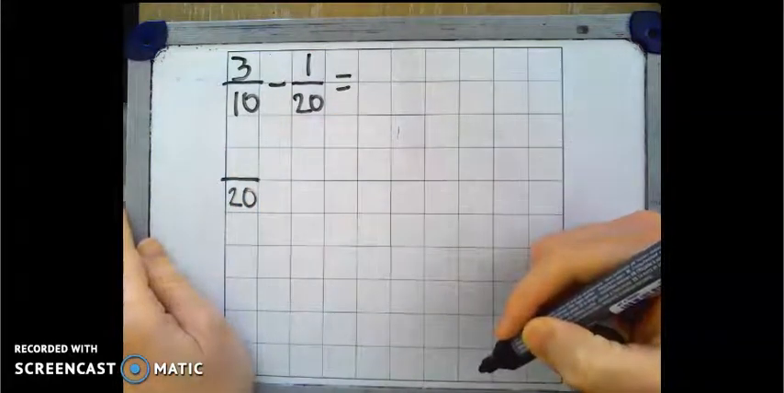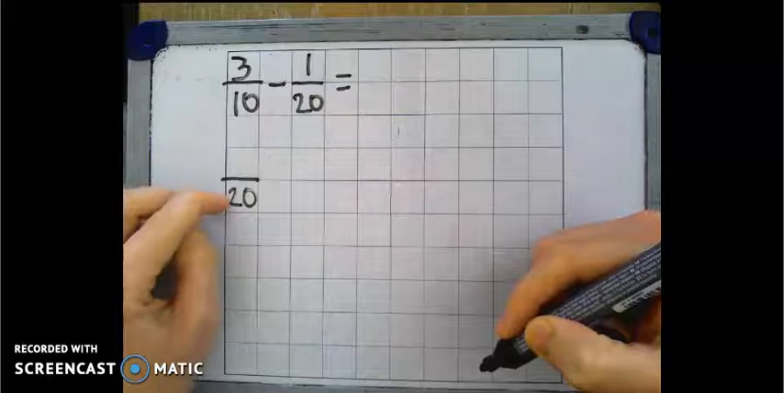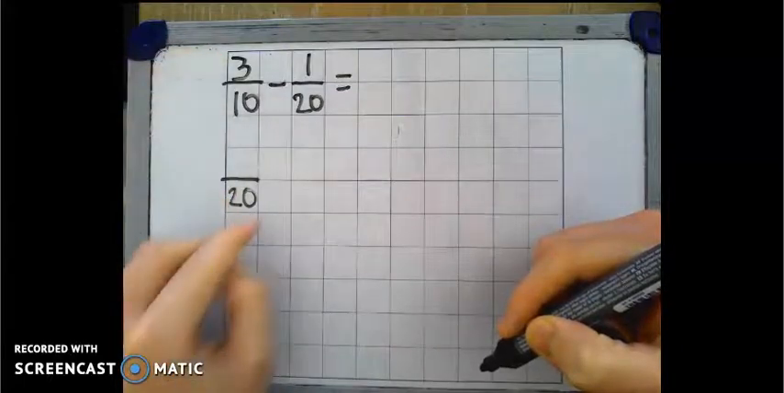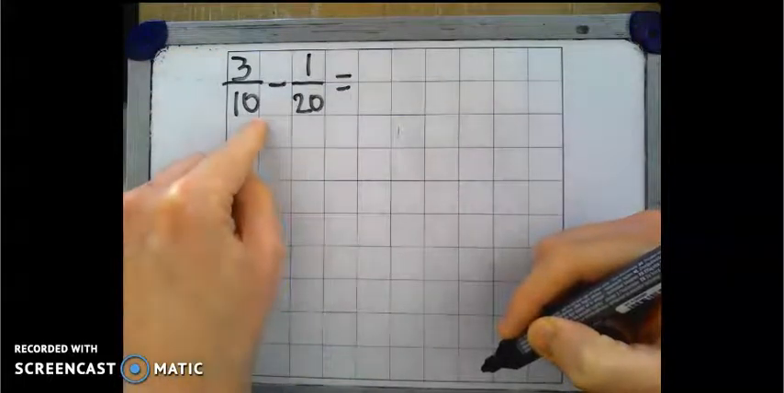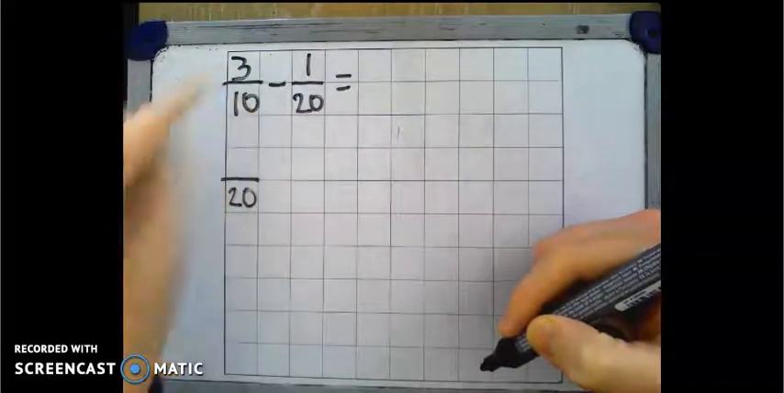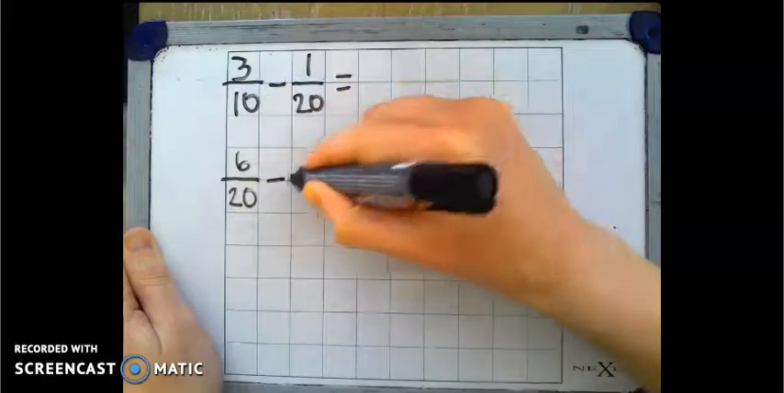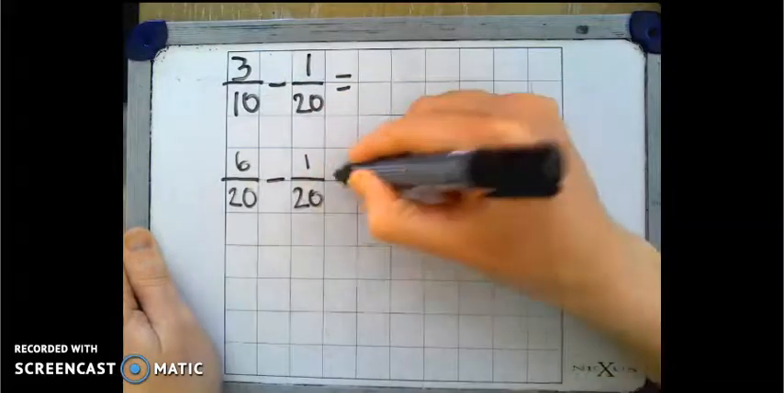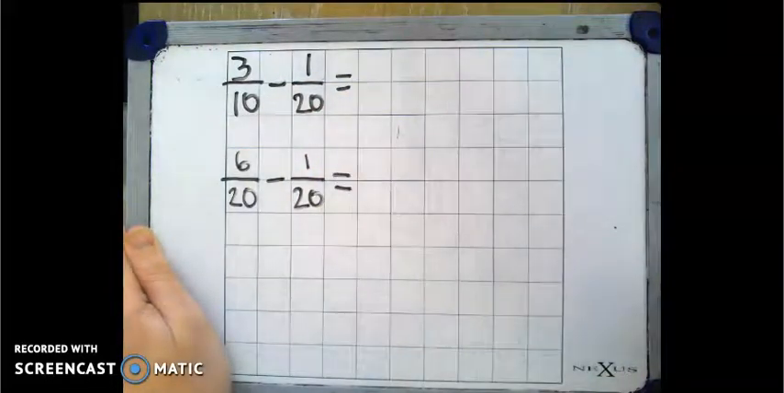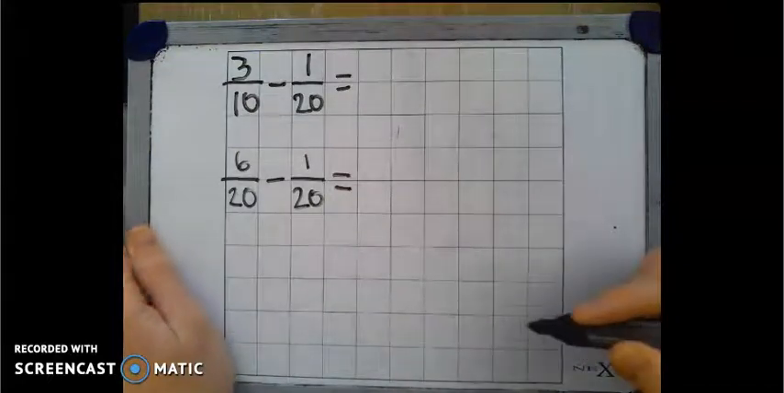And what we do to the denominator, we must also do to the top. So we multiplied 10 by 2 to get 20. We must multiply 3 by 2. So that becomes 6. Now our equation reads 6/20 subtract 1/20.